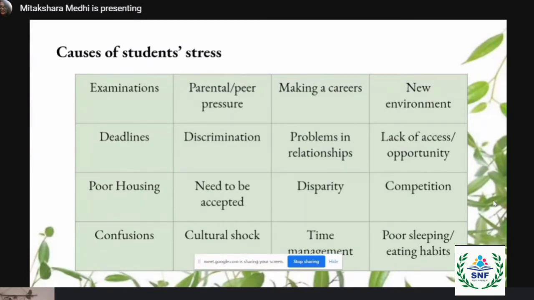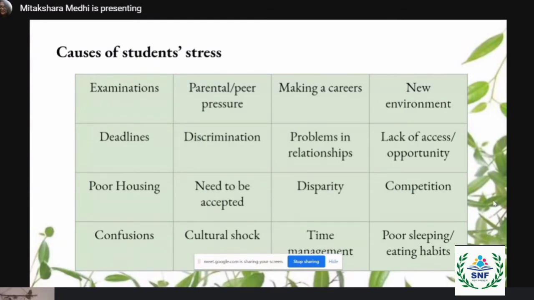Time management, again, I think we just throw it out there. Time management is one of the causes, but it's the most difficult one to come around. How do you submit papers? How do you give exams, attend classes, and still try to make some time for your own self and to have fun? Because we all know that student life is the most fun time of our whole lives.